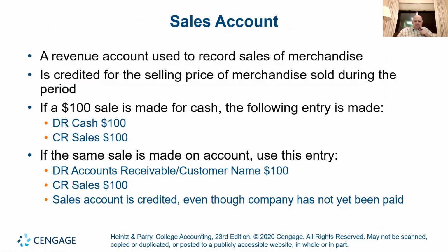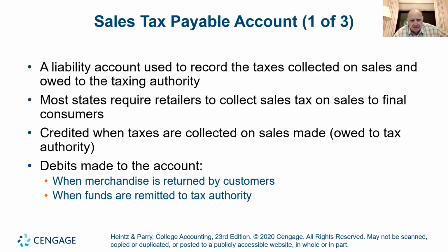Sales account is a revenue account. Very simple, huh? $100 sale for cash, debit cash, credit sales. Okay, that's enough with chapter 1, huh? If the same sale is made on account, well, we know this. We're going to debit accounts receivable and credit sales. We haven't been paid yet, but we know right now for sure that we record the sale, that revenue, at the point of the sale or when the service is performed. It has nothing to do with the cash.